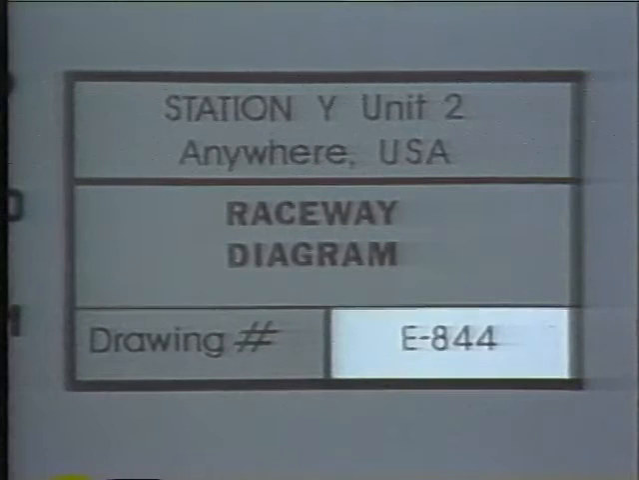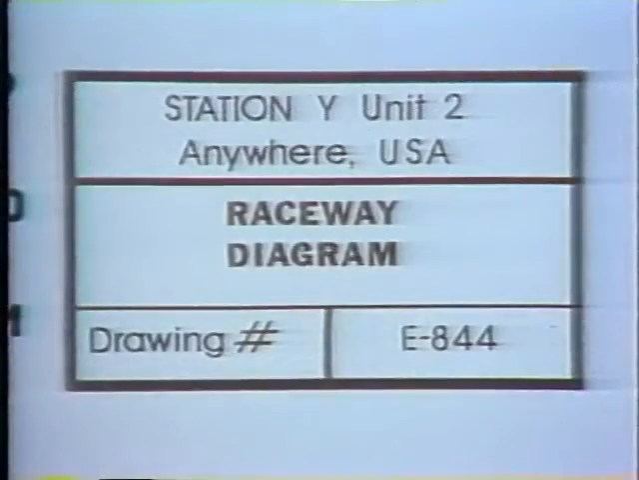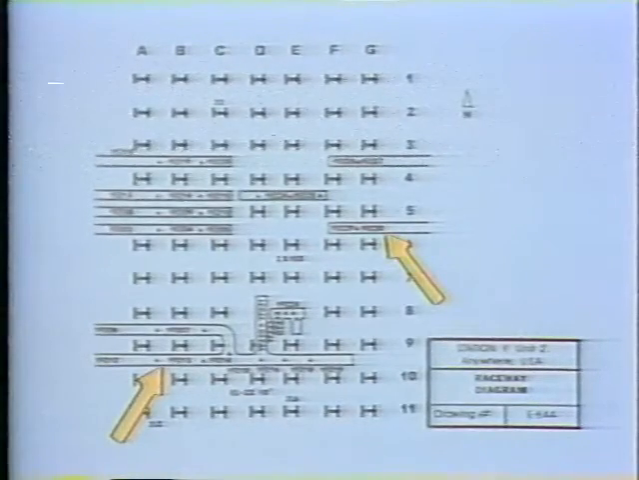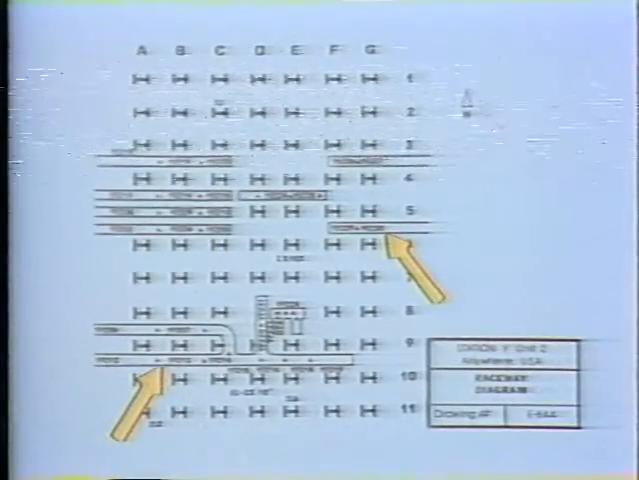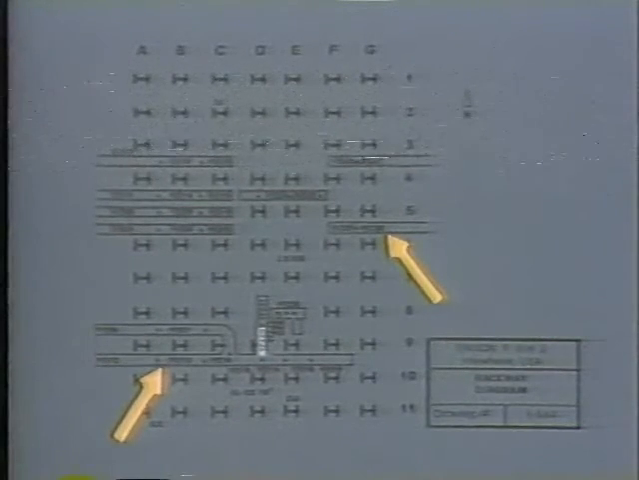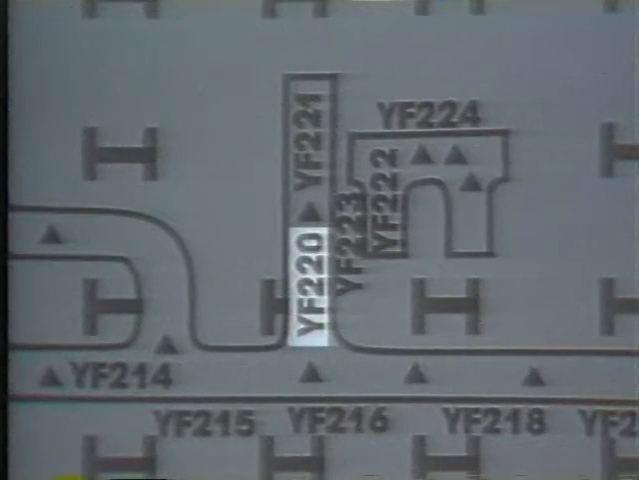Here's a small section within the title block that gives us the diagram number. This is diagram number E844. That is an extremely important bit of information, as you'll see in just a few minutes. For now, let's get back to the diagram proper. These are the symbols for a Raceway. The symbols have numbers. Let's look up one of the numbers and see what we can learn about it. Let's look up this one, number YF220.